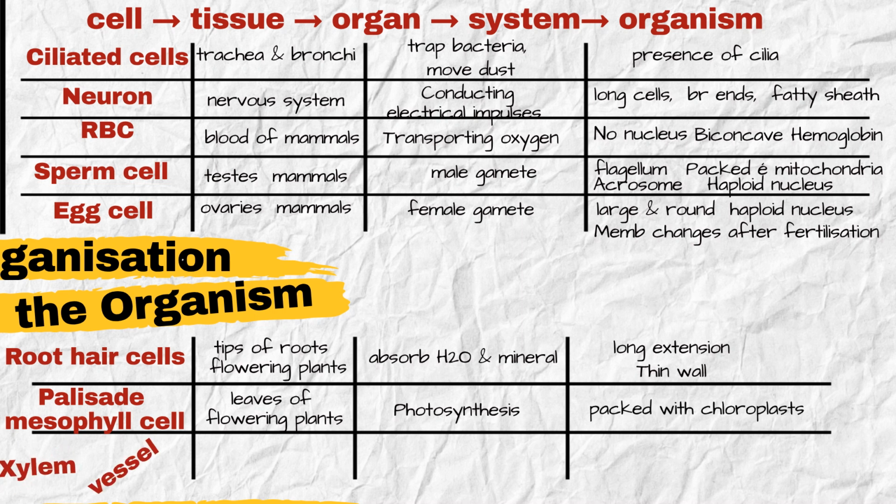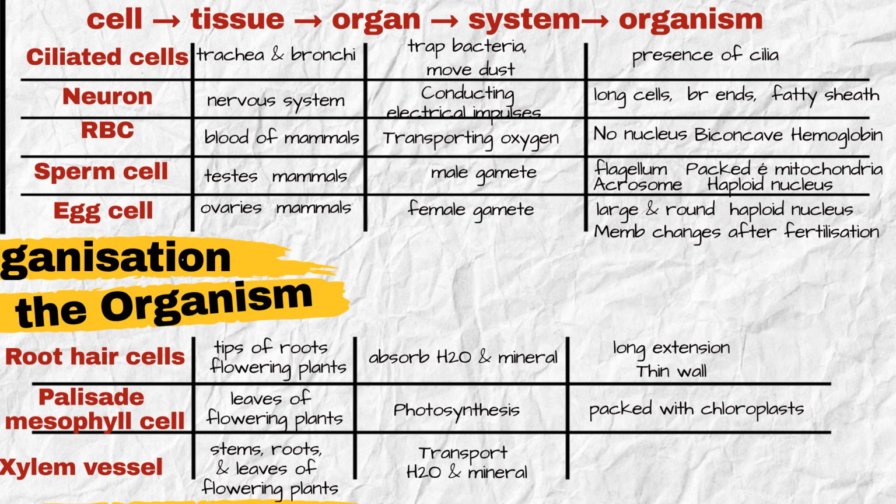Third is the xylem vessel. Place, in the stems, roots, and leaves of flowering plants. Function, transporting water and mineral ions from the roots to the rest of the plant. To do its function, it is made of dead cells, forms a hollow tube, has lignin in its walls, which are strong and waterproof, and has no contents, which allows water to move freely.